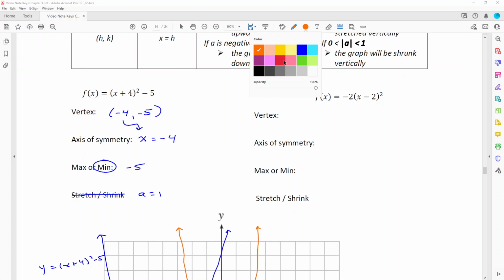So again, before we graph, let's look at the features of the graph. For this one, the vertex. So maybe pause the video and give this one a go. See if you can give it a go.